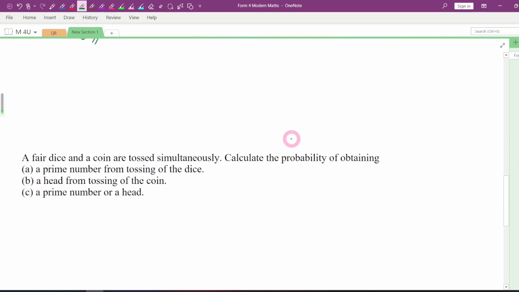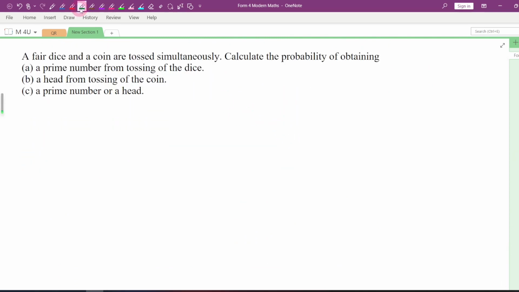Now let's go to the last one. A fair dice and a coin are tossed simultaneously. Calculate the probability of obtaining a prime number from tossing of the dice. So same thing, let's draw a diagram to help us to visualize the situation.